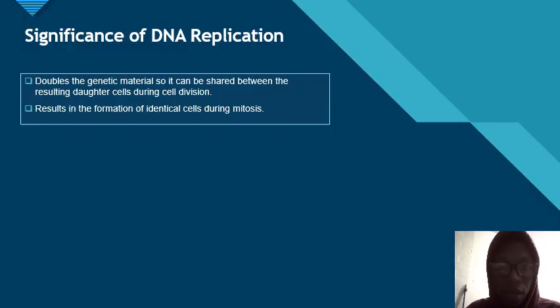And then we have the significance of DNA replication. The first one is that it doubles the genetic material, so it can be shared between the resulting daughter cells during cell division. The other one is that during mitosis, it results in the formation of identical cells. That's what you need to know.